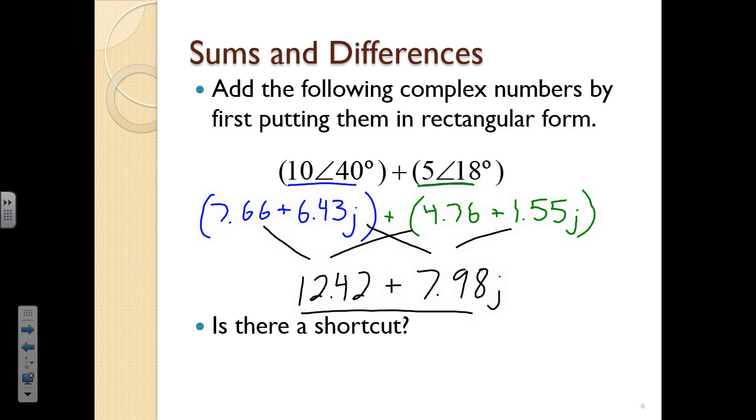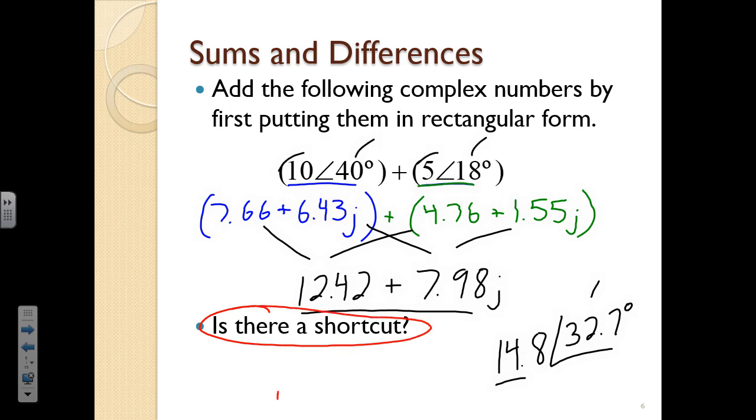Now we can put that back into polar form. I won't show this process. We've already done that twice. But if you do this, it turns out to be 14.8 at 32.7 degrees. Now, this one's a little bit tougher. We started out with a magnitude of 10 and a magnitude of 5, and we got a magnitude of 14.8, a direction of 40, a direction of 18, and got a direction of 32.7. There's nothing real obvious there. In fact, is there a shortcut here? In this case, the answer is no.